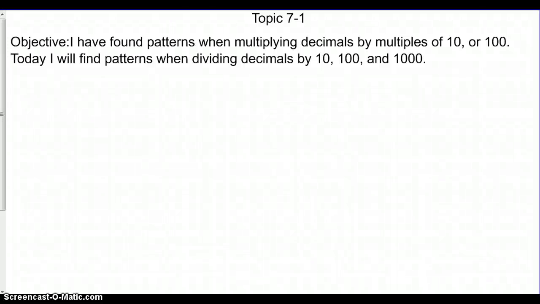Today we are studying topic 7.1. The objective is, I have found patterns when multiplying decimals by multiples of 10 or 100. Today I will find patterns when dividing decimals by 10, 100, and 1,000. Please write this down in your math spiral.